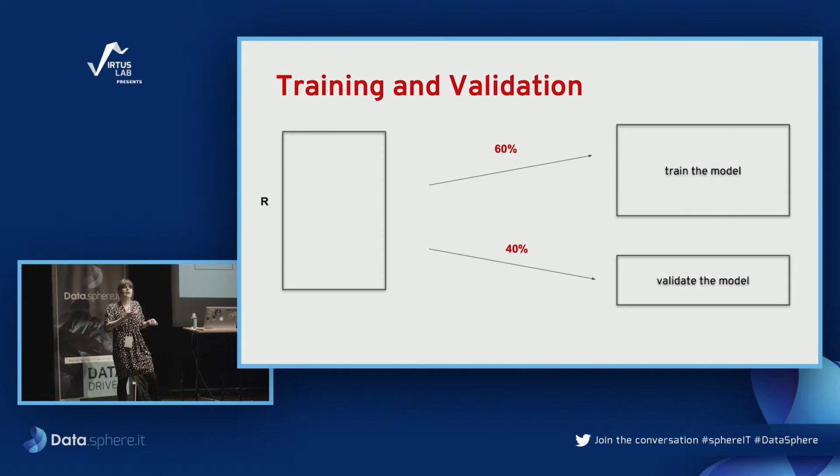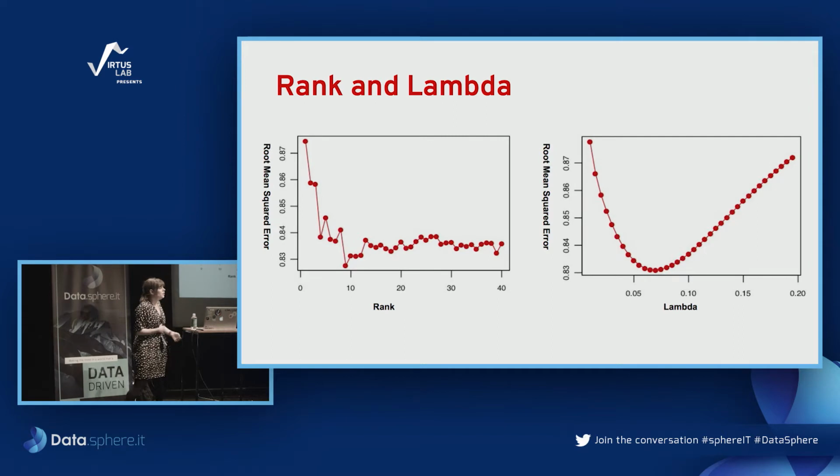For every user film pair in the validation set, you make a prediction, you compare it to the rating that the user actually gave for that film. And we're using a metric of mean squared error, but you could use whatever your favorite metric is. Here we see a plot for root mean squared error and rank, and the same for lambda. So we pick a rank of 9 and a lambda of 0.07, for example.